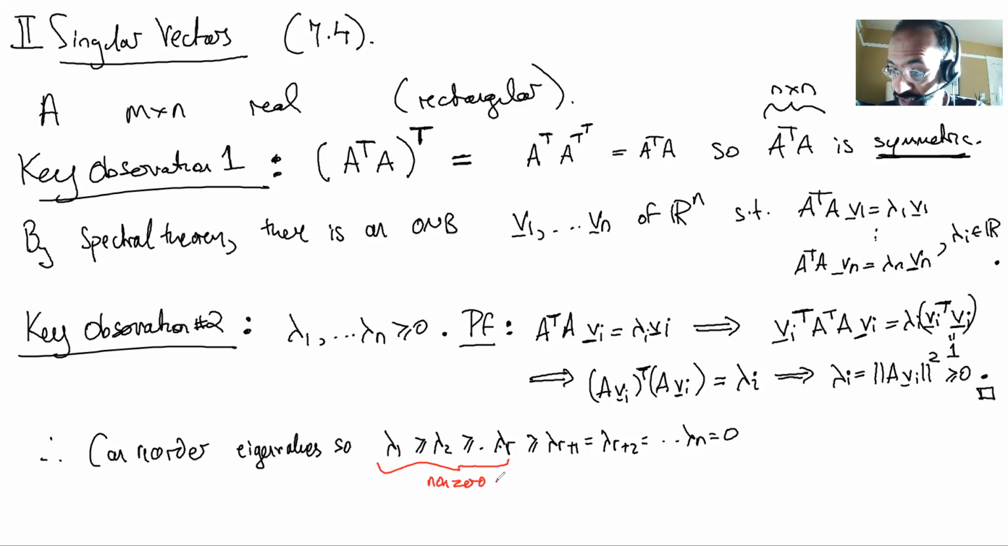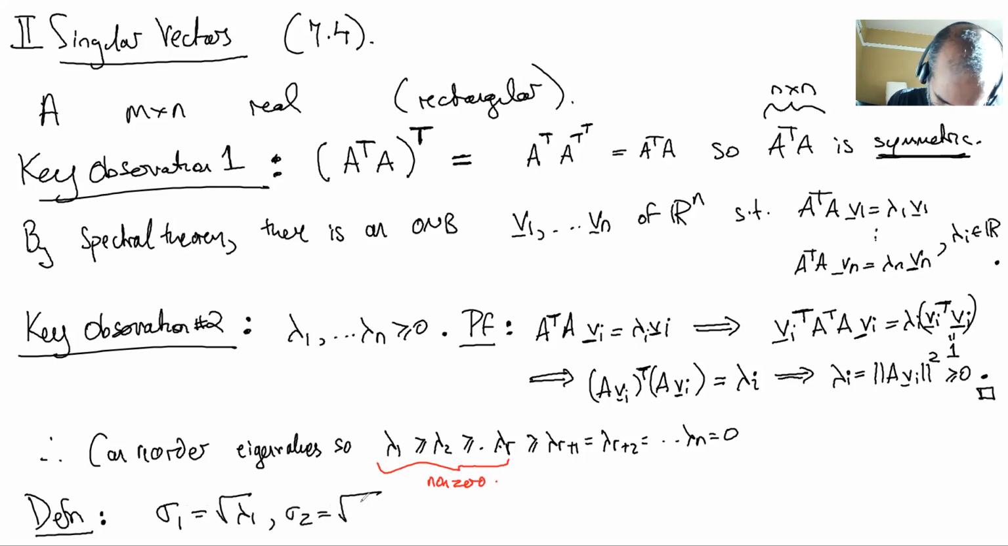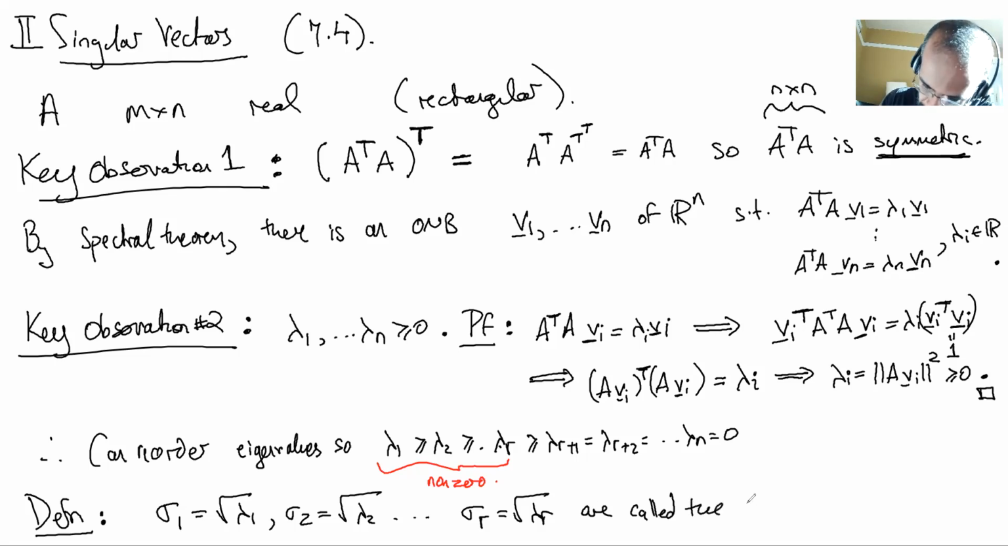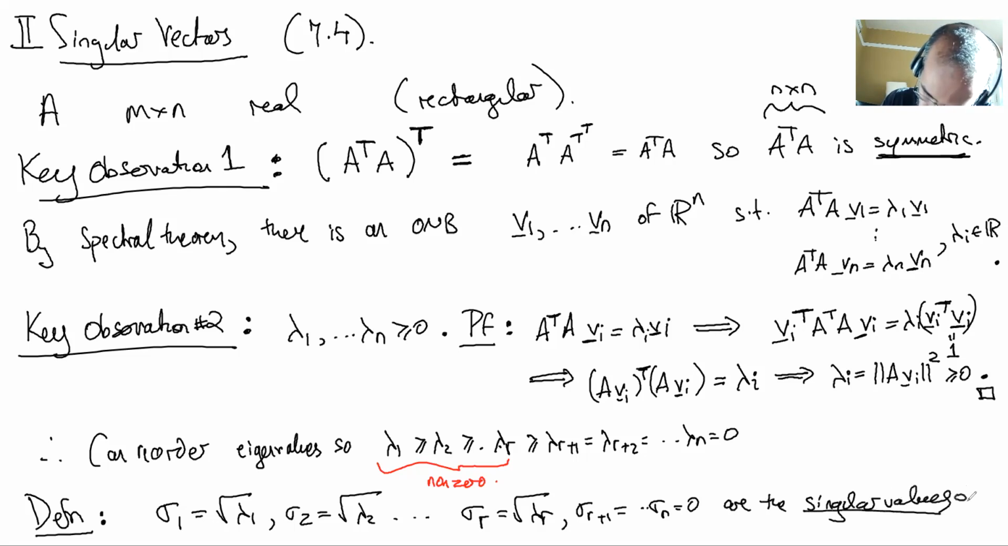Since these numbers are non-negative, I can take their square root. So here's the definition. Sigma 1 equals square root lambda 1, sigma 2 equals square root lambda 2, all the way up to sigma r equals square root lambda r, are called the singular values. You can define them all the way up to lambda n, actually. So there are n of them, and the first r are non-zero. By key observation number 2, I know what they are: the i-th singular value is just the norm of A times Vi.